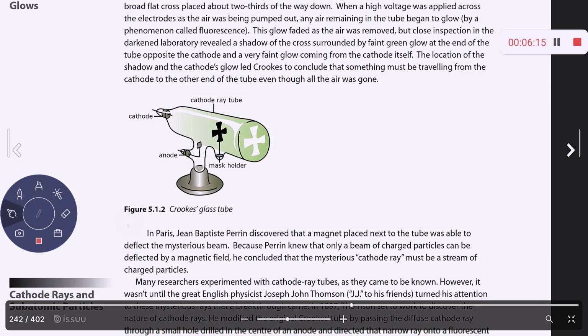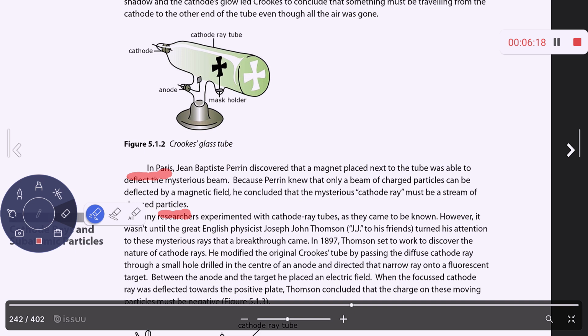And then what happened was, when John Baptiste Perrin put a magnet next to the tube, he noticed that the beam was actually deflected. When I say the beam, that means this green glowing substance, okay? So what this told us was that there must have been some charged particles being deflected by the magnetic field. And so he called this green substance a ray. They call them cathode rays, and cathode rays had to be made up of charged particles. Later on, we have an English physicist by the name of Joseph John Thomson, really famous guy.